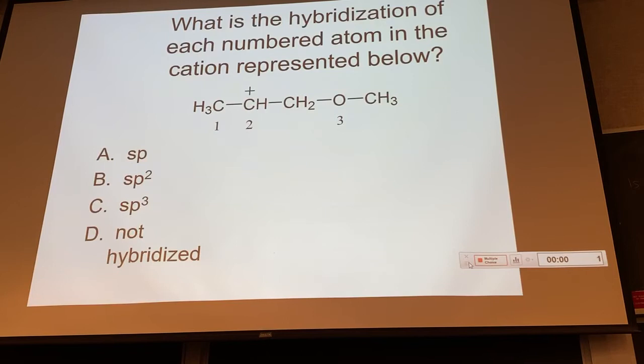I'm going to open question number 2. So now you're going to answer the hybridization of atom number 2 here. You can still talk to your neighbors.